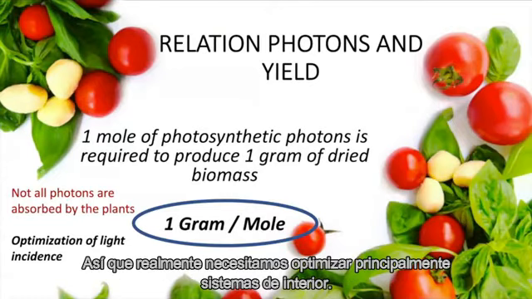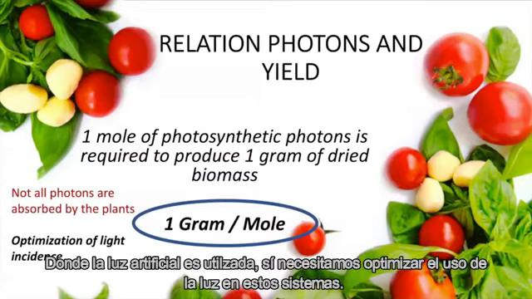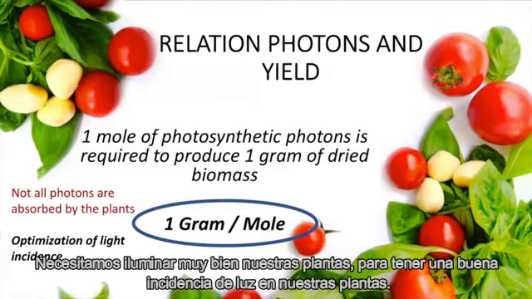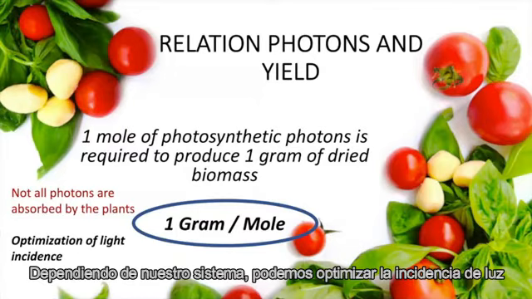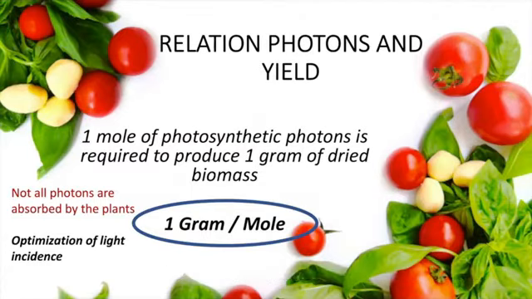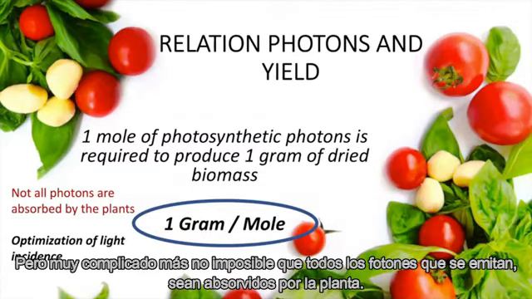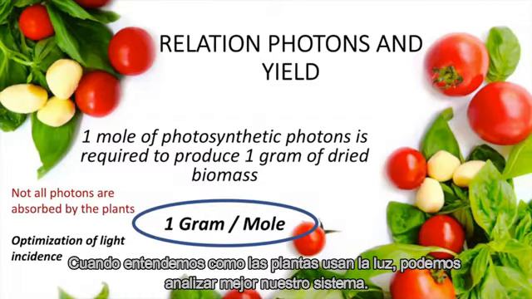So we really need to optimize, mostly in indoor systems where artificial lighting is used. We really need to optimize the use of light in the systems. We need to have really good light incidence over our plant. Depending on our system, we can optimize light incidence, but it's really hard, if not impossible, to have all photons emitted absorbed by our plants. When we understand how plants use light, we are able to analyze our system better.